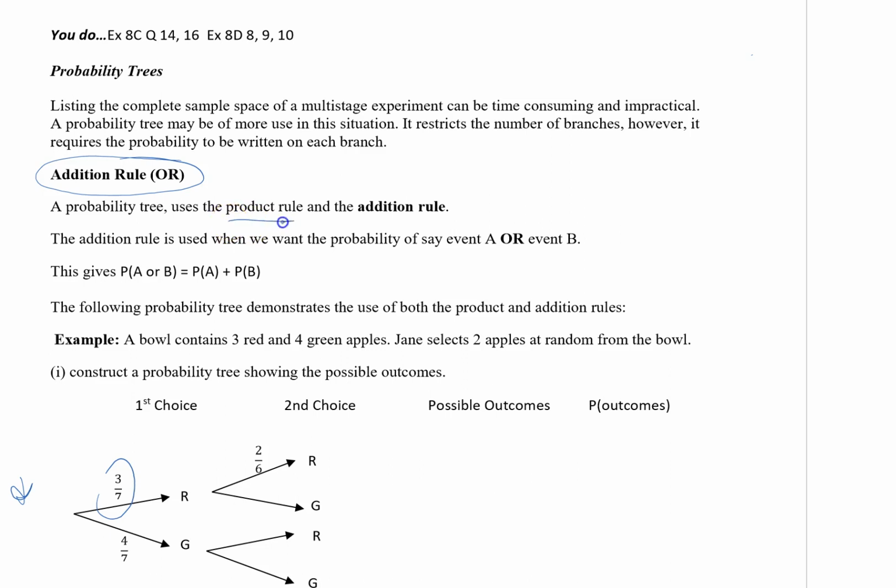So we've said, yes, we're going to use the product rule because we're going to be multiplying along our branches. And then if we want more than one branch, we want something or one situation or another situation, then that's when we use the addition rule. So the key word in this case is the or, and we learn to associate the or with adding probabilities. Let's have a look at this example.